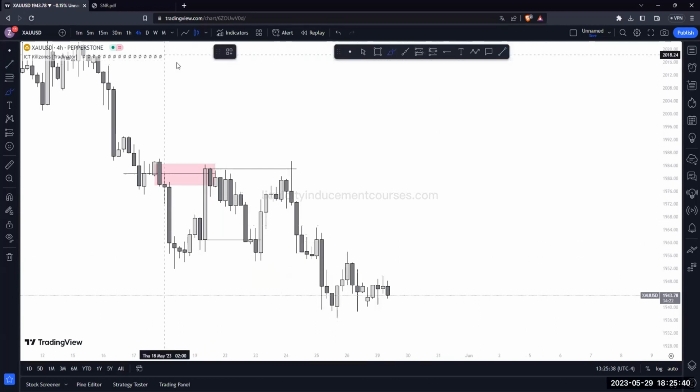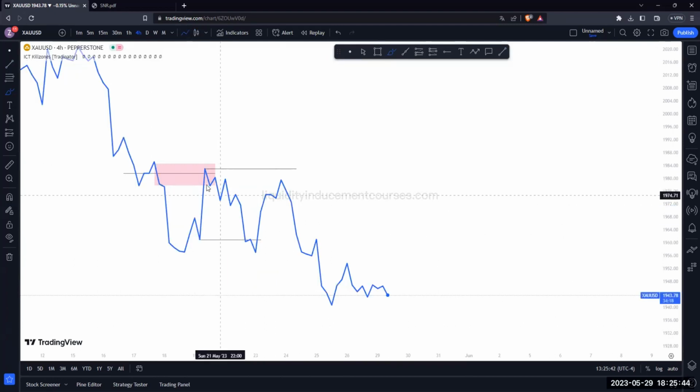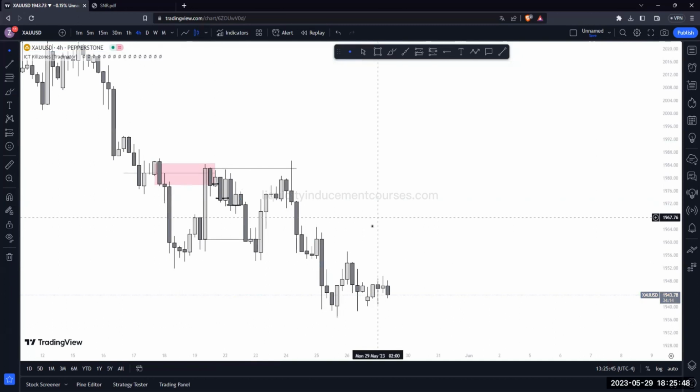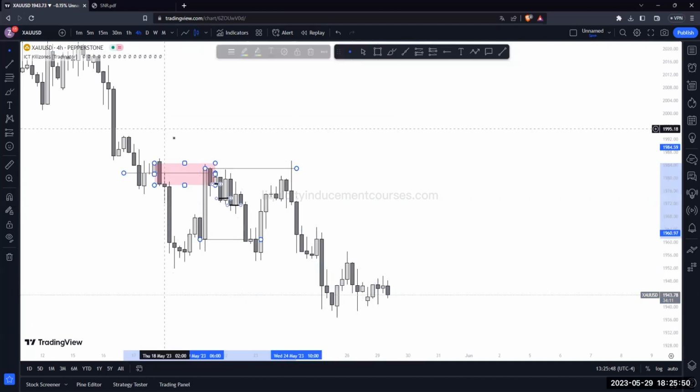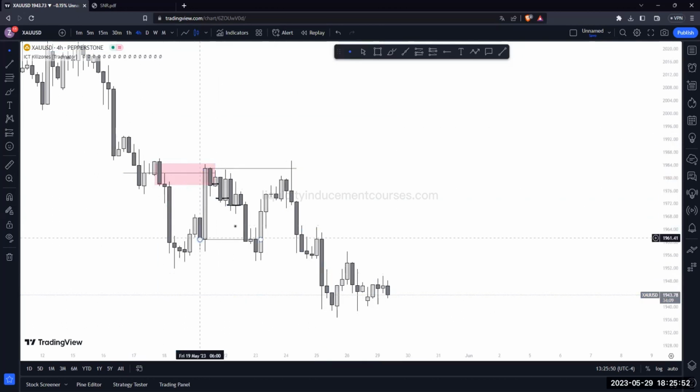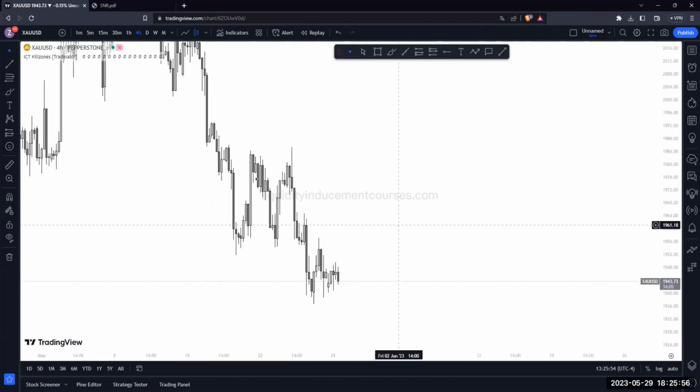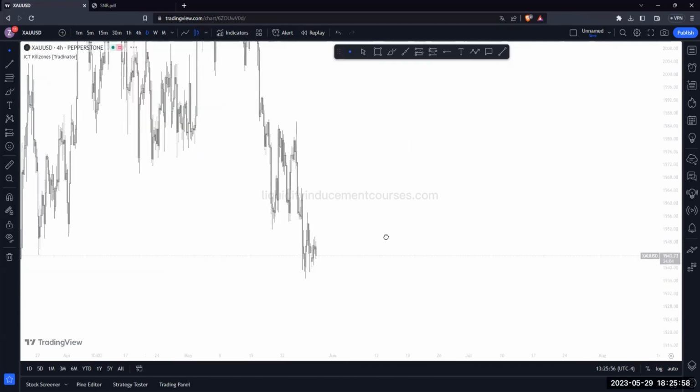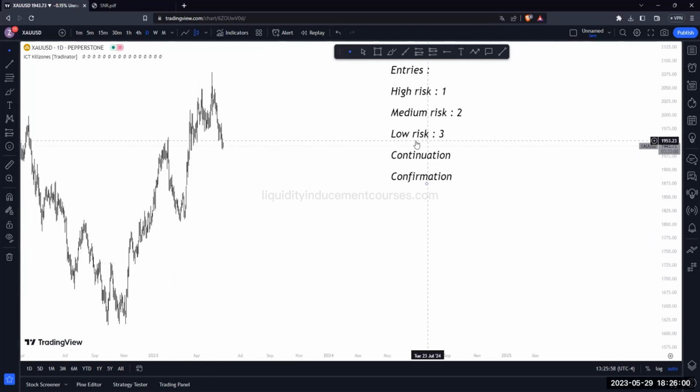Okay. Why did I pick this low and not this one, not this one, not this one? Because these ones have been made after the touch. So this one has been made before the touch. That's called the external breakout. And these ones are called the internal breakout. Very good. And that's the low risk entry.